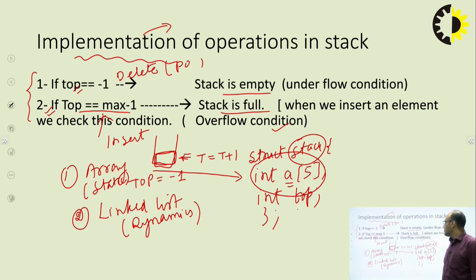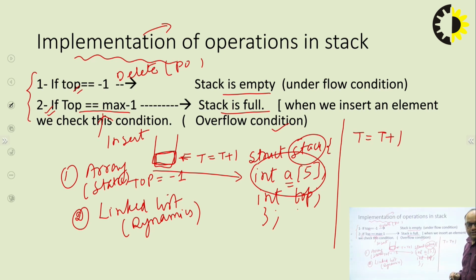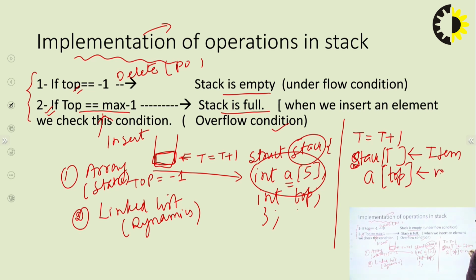So what do I have to perform? Firstly, I have to create the location for inserting the element. How is it done? By incrementing the top variable: top is equal to top plus 1, number one. Secondly, in that array, at the place where top points, I will insert the item that I am going to insert. What is the name of the array? In this case, the array name is A. So I will keep array A, and this is the variable top. I will insert that particular value here. This is a simple operation.